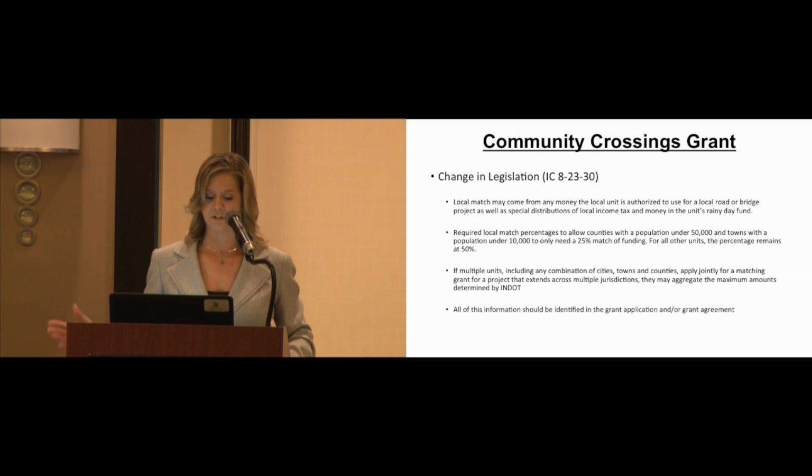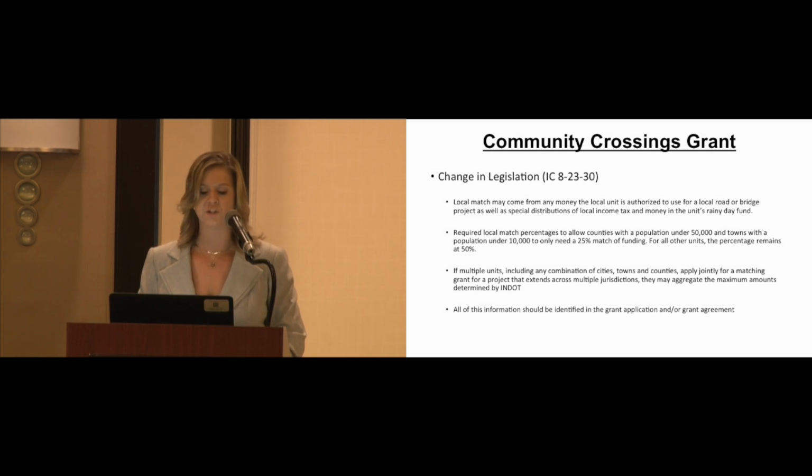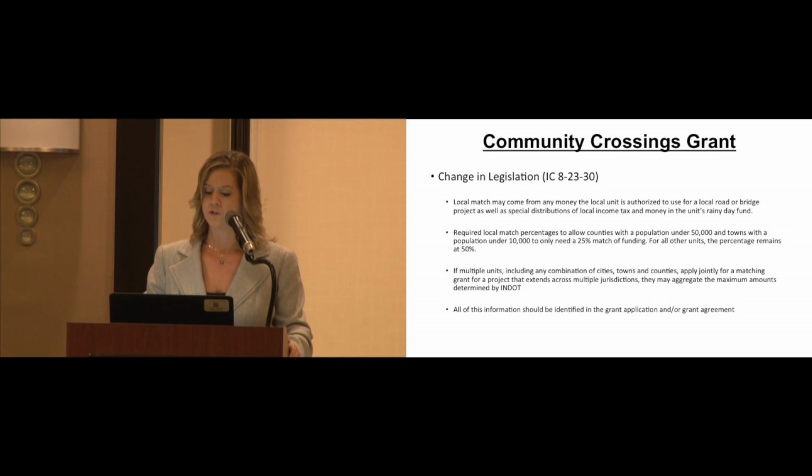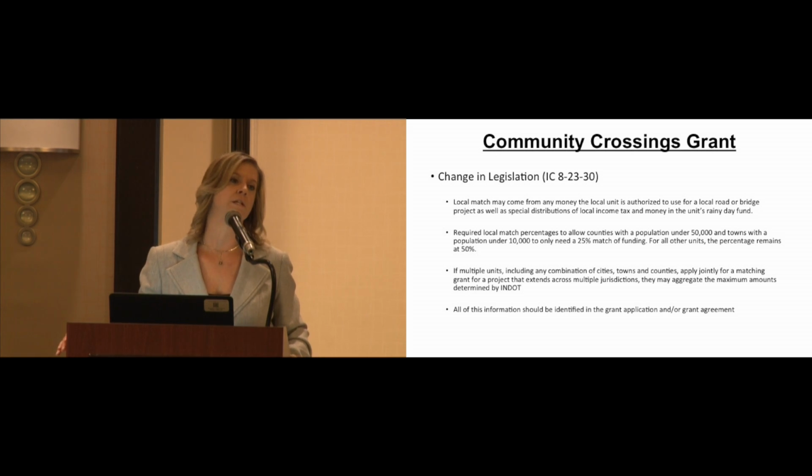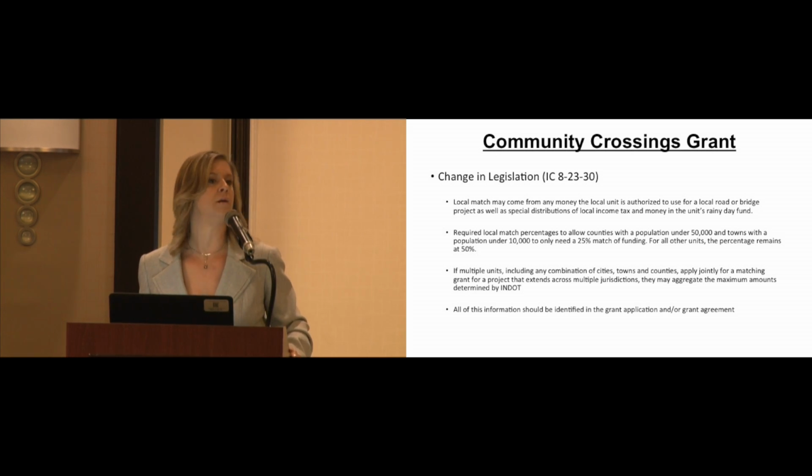All right, the last item, on the community crossings, it's really just a statutory update. The main changes are the 50% match. Originally, it was a 50% match for all units. They've changed that so that towns with a population under 10,000 only have to have a 25% match. Also, it changed the funding source. So what we told you last year, where you had to create that rainy day restricted fund, you do not need to do that anymore.